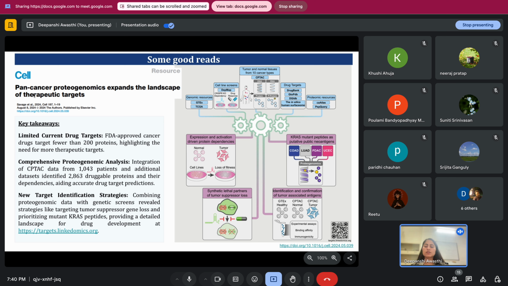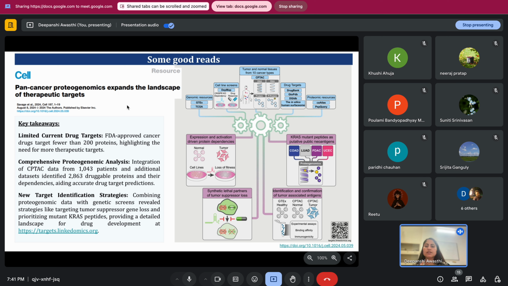So it is a resource which says the pan-cancer proteogenomics expands the landscape of therapeutic targets. So in this, proteogenomics is helping you to understand and identify more and more therapeutic targets related to cancer. When we say pan-cancer, it means they are studying multiple cancers.